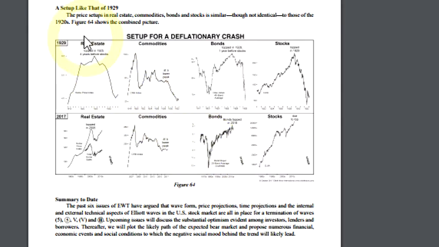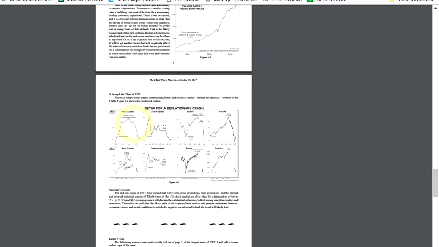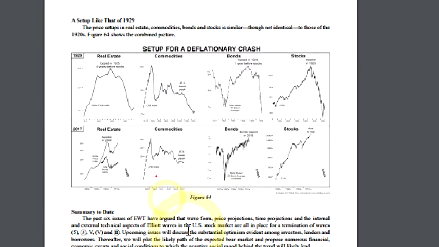Now, this is interesting. It says a setup like 1929. So these are all the 1929 charts. You can see real estate. Let me zoom in here. So you can see real estate, you see how it kind of curls and then bounces. And here we've got a curl and a bounce. So we're basically right here in the real estate market.